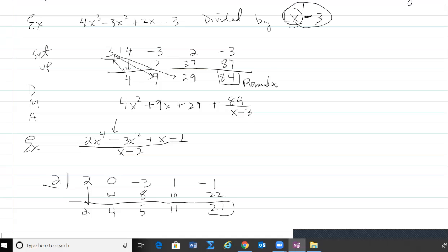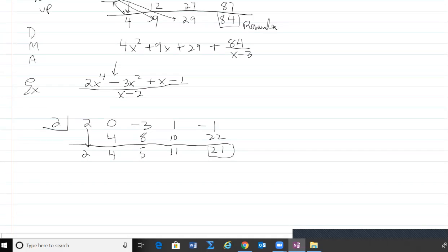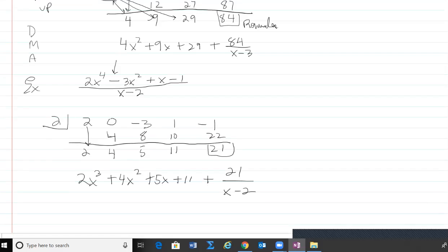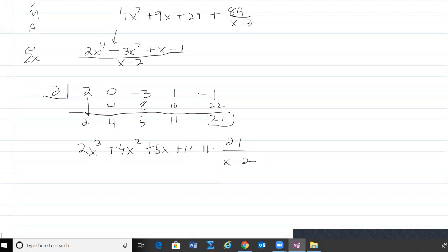So your quotient looks like this. 2x to the third. Notice I started with the 4th power, I'm down to 3 now. Plus 4x squared plus 5x plus 11, and then plus that remainder 21 over the original x minus 2. Now that's fast. You think about how many steps it took to do that before, in the last section, with our standard long division algorithm. It took forever.